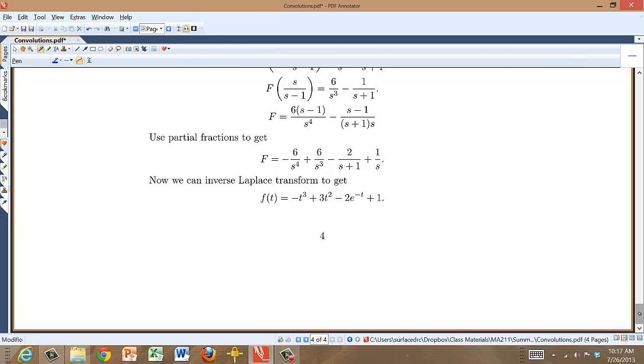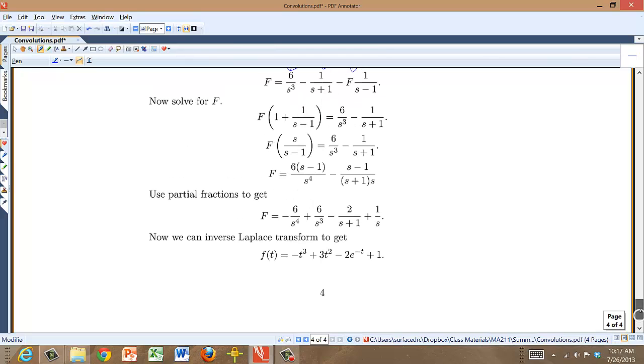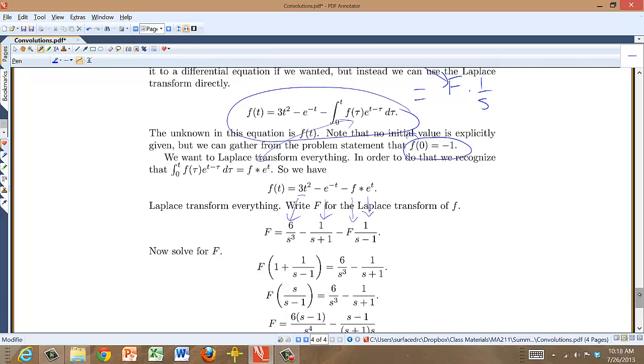So that's it. These convolutions are important things. They really do show up more frequently than you would expect, especially if you've taken a class in like probability or statistics. You'll find these convolution integrals floating around. Yeah, they do show up, and this is one way of dealing with them using the Laplace transform. So that's it.